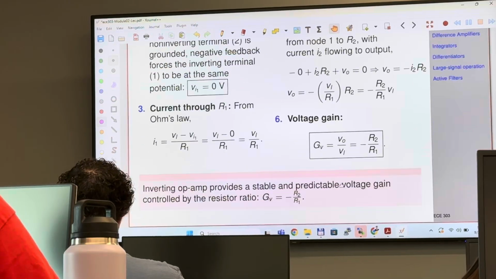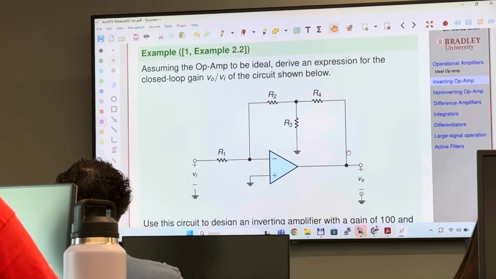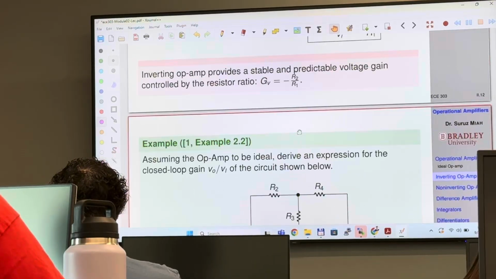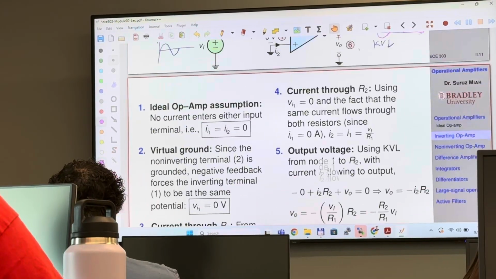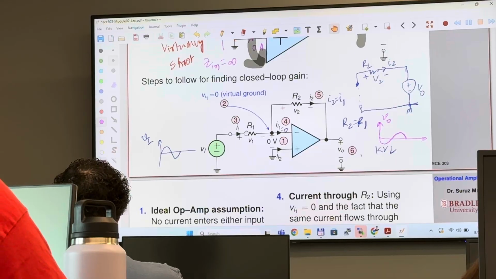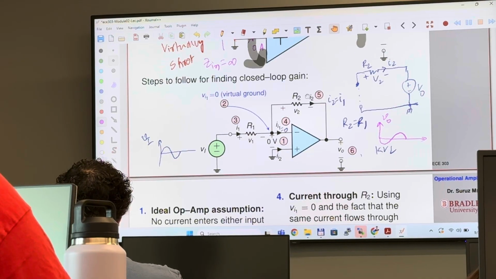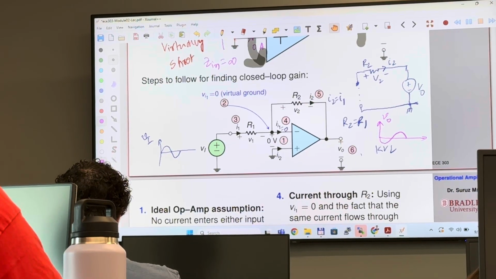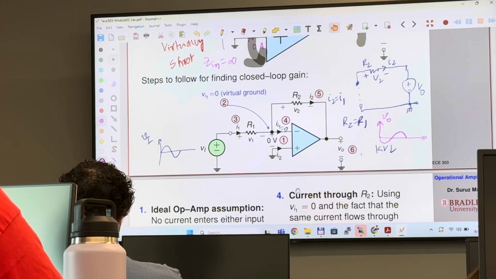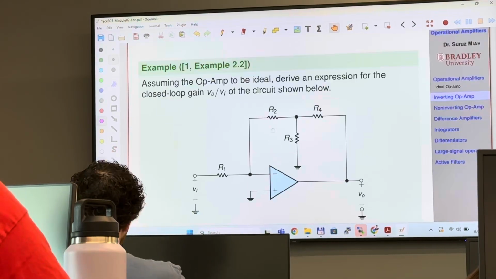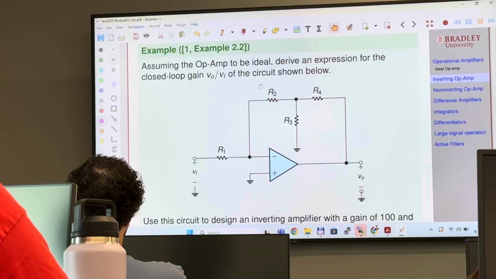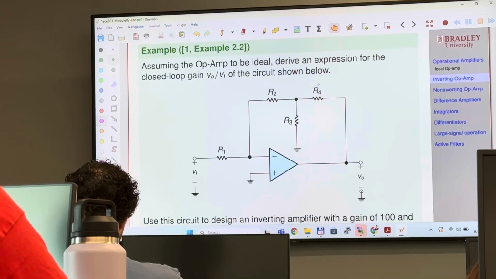Now we have the next example. It's a bit more complex. In the previous example, we had only R1 and R2, the scaling factors. We do not have control over the input impedance. Now you can actually control the input impedance somewhat by adding a resistor network in the output circuit.